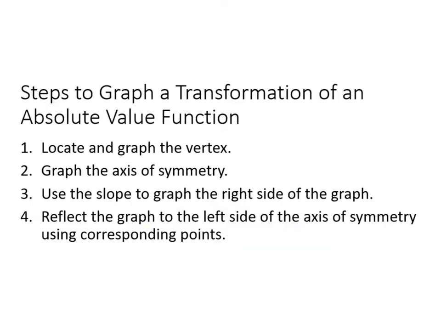Now, to briefly review the steps to graph an absolute value function. First, you're going to locate and graph the vertex. Then you're going to graph the axis of symmetry. Next, you're going to use the slope to graph the right side of the graph. And finally, you'll reflect the graph to the left side of the axis of symmetry using corresponding points.